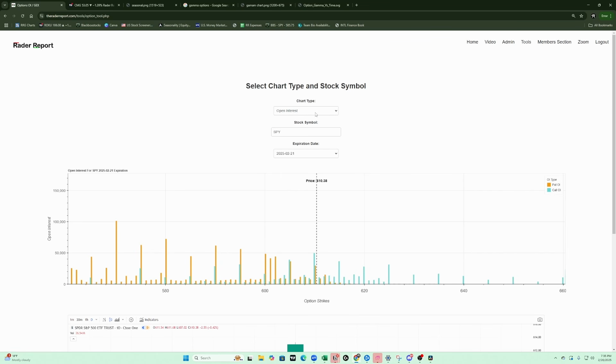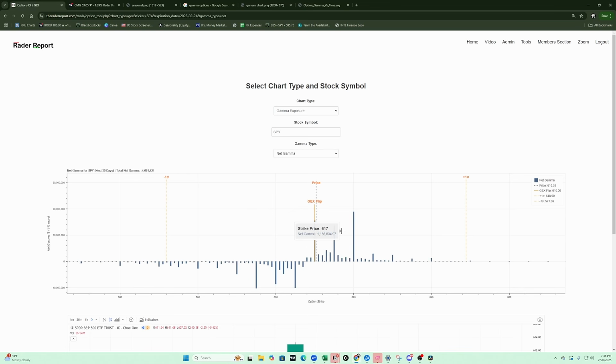But right here, you'll go under open interest, and I built this tool to my specifications, how I like to view this data. I think it's really helpful this way. But right here, you'll see open interest. You want to click on gamma exposure, and this will give you the net gamma exposure of the entire market for that ticker.